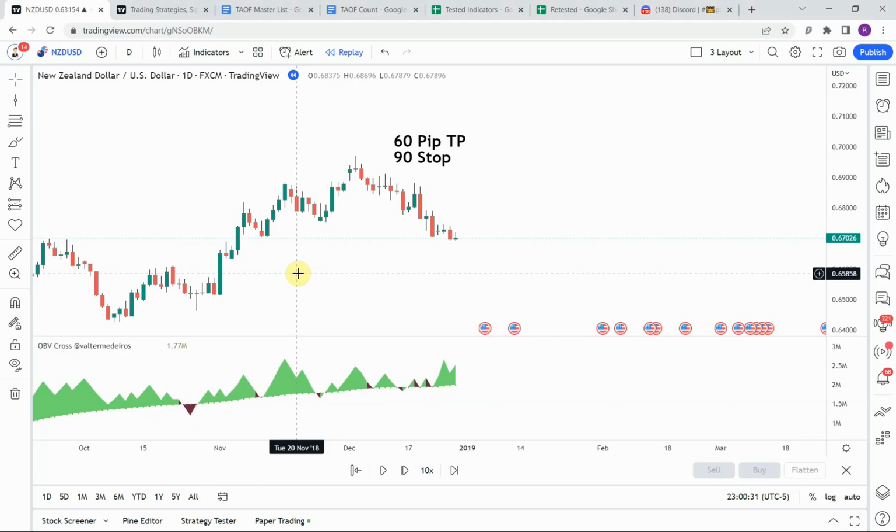Today we will be testing the on balance volume cross indicator.